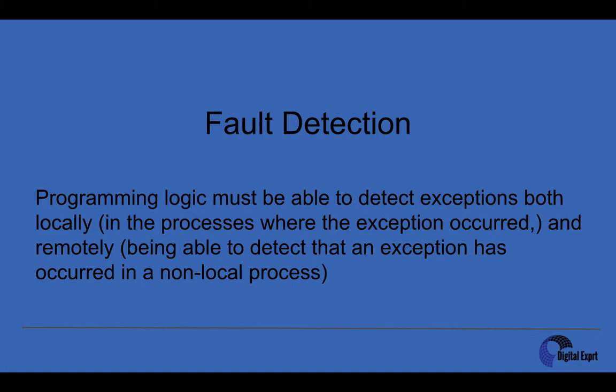If an exception happens in a non-local process, somehow another process that has no exception should be able to be notified and to say, oh, I see there was an exception elsewhere.